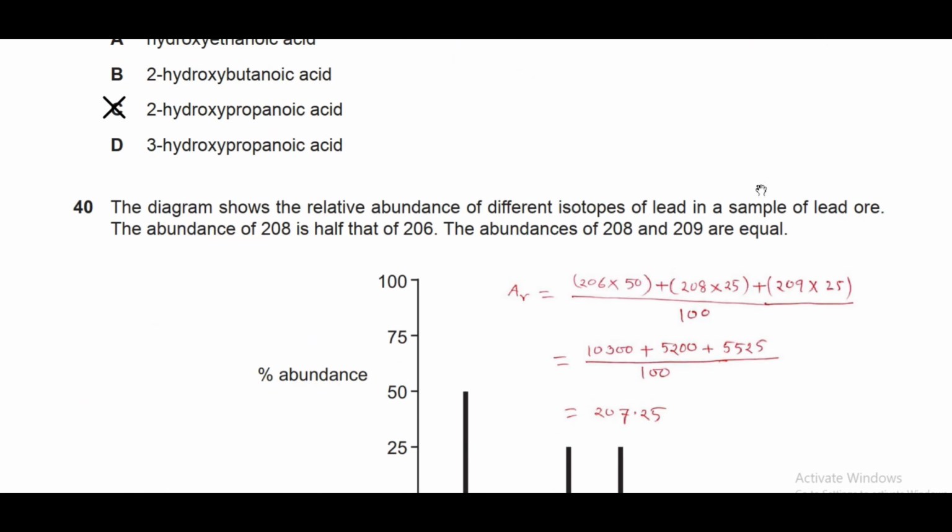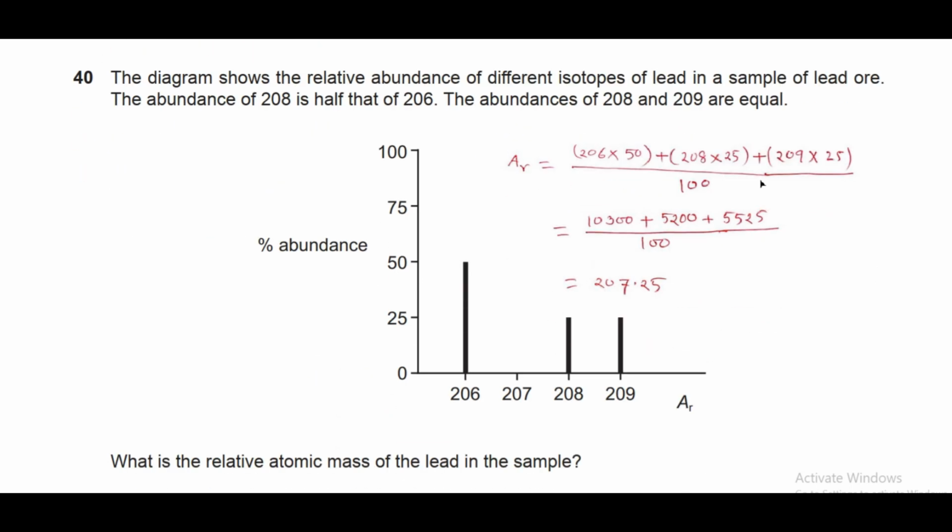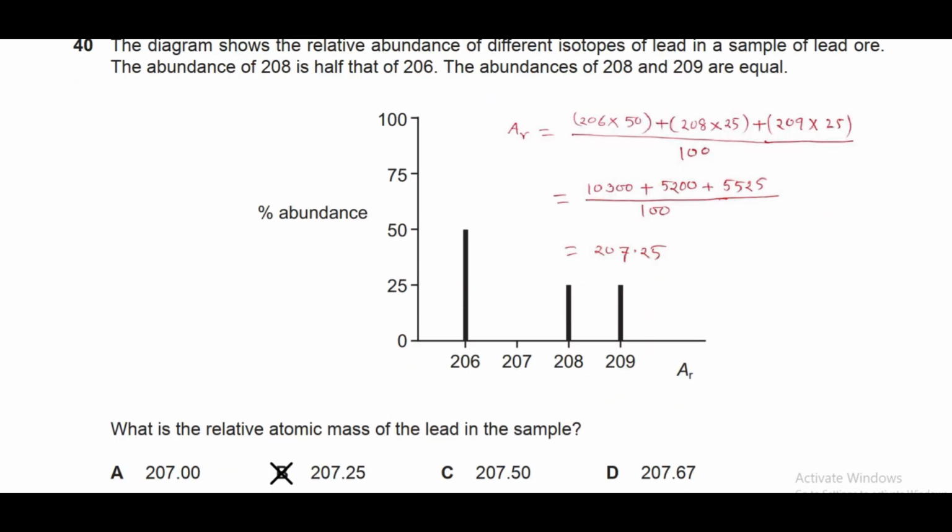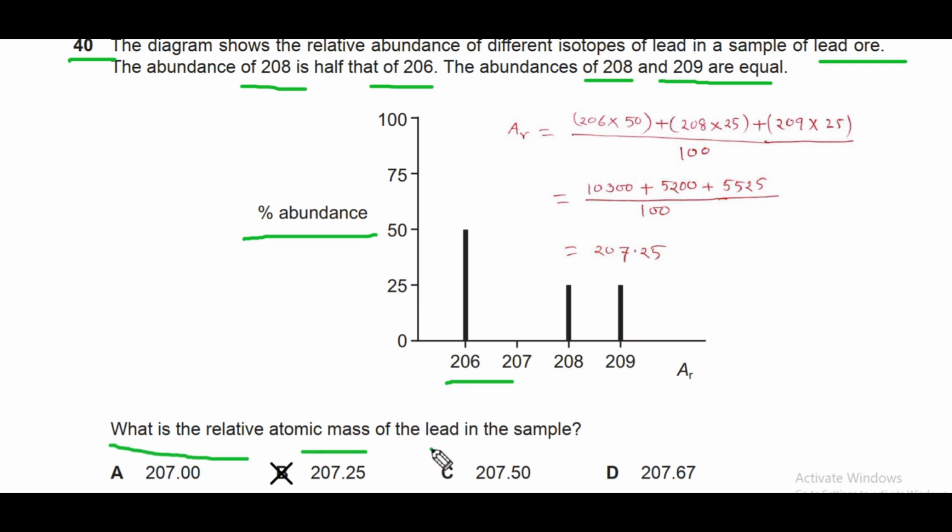Now, you see, the diagram shows the relative abundance of different isotopes of lead in a sample of lead ore. The abundance of 208 is half that of 206, and the abundances of 208 and 209 are equal percentage abundance. Their relative atomic mass is given. What is the relative atomic mass of lead in the sample?